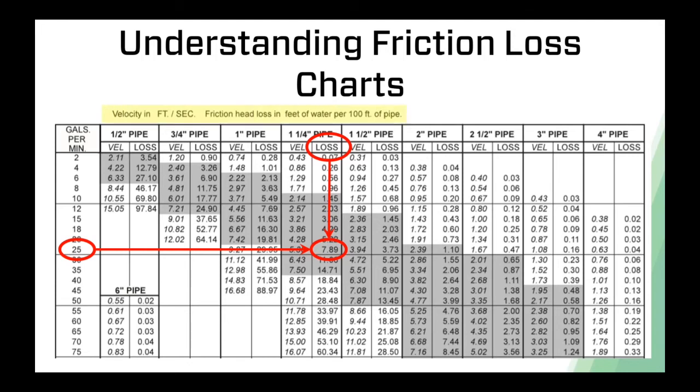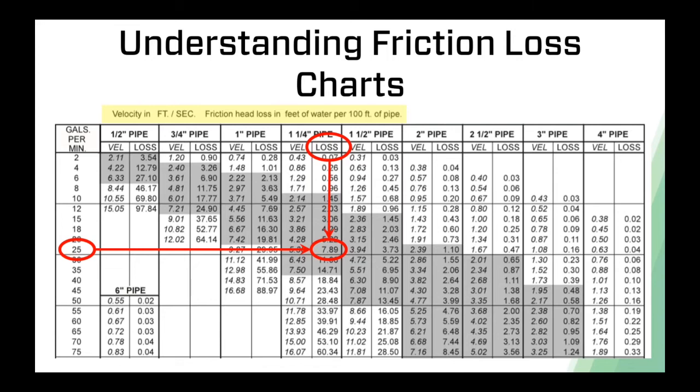Now, what is that 7.89? Well, up at the top of the chart, it tells us that is the friction loss or the friction head. And the units are feet of water, so that's consistent with what we've been talking about. Specifically, it's the friction loss through 100 feet of pipe. So stated another way, if we had 100 feet of 1 1/4 inch pipe and we pushed water at 25 gallons a minute through that pipe, we would have a friction loss or a frictional resistance of 7.89.